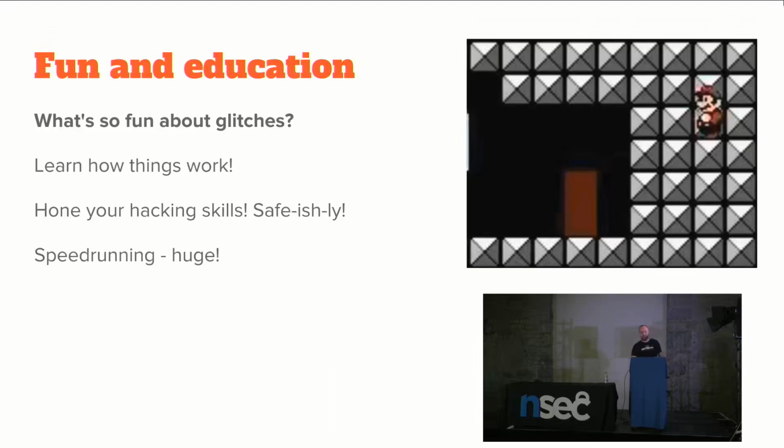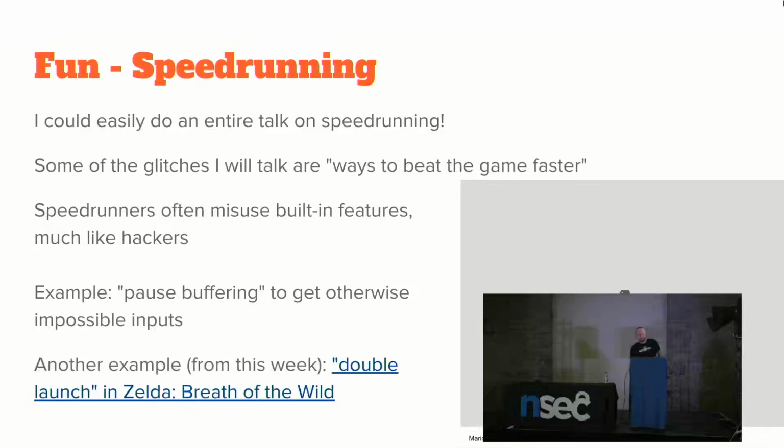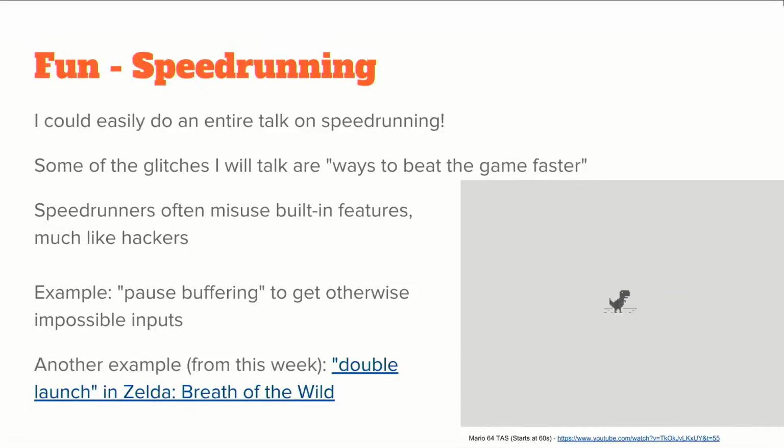And there's also speedrunning, which is a huge thing. I have a little video here that's probably not going to work because I put my phone in airplane mode and I was tethered to it, but it doesn't matter. I could do a whole talk on speedrunning, and I was actually planning on doing a lot more about speedrunning, but it turns out that standing here and talking about video game speedrunning in slides is really boring, so I decided not to do that. But a lot of the glitches I will talk about are ways to beat games faster, and I'll have a bunch of links throughout to different things that I think are worth looking at. This one, for example, a Mario 64 speedrun.